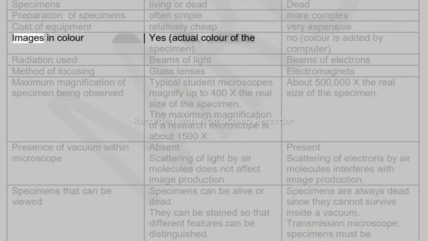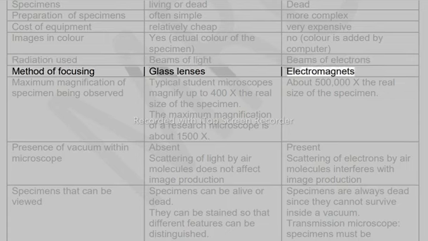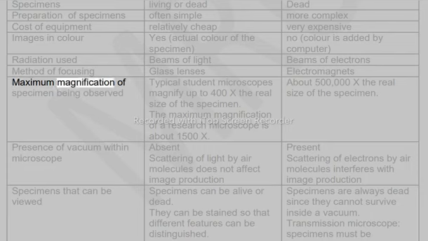very expensive. Images in color: yes, actual color of the specimen; no, color is added by computer. Radiation used: beams of light, beams of electrons. Method of focusing: glass lenses, electromagnets. Maximum magnification of specimen being observed: typical student microscopes magnify up to 400x the real size of the specimen. The maximum magnification of a research microscope is about 1500x. For the electron microscope, about 500,000x the real size of the specimen.